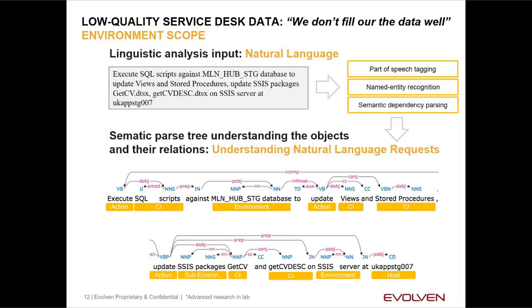So this is the key of how Evolving is helping you out when you don't have the highest quality service desk data. We're going to help you with natural language, learning, and scripting to be able to say, this is what they meant by what they told you.